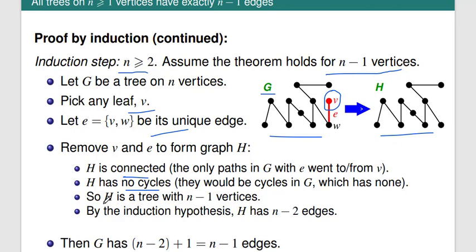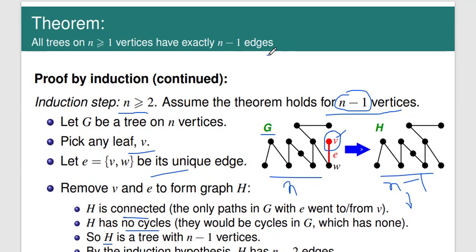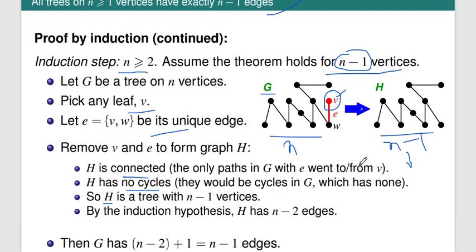Now we have removed one vertex. So if g has n vertices, then h will have n minus 1 vertices. From the induction hypothesis, it's true for n minus 1 vertices. So with n minus 1 vertices there should be n minus 2 edges. If the vertex count is n minus 1 and the theorem is true, then we can say that for this graph h we have n minus 2 edges.